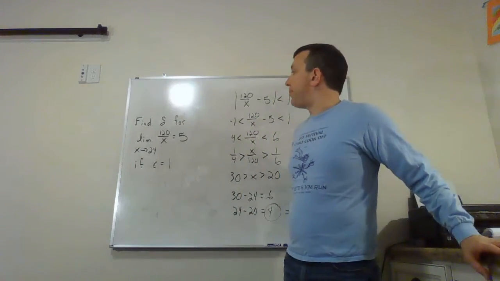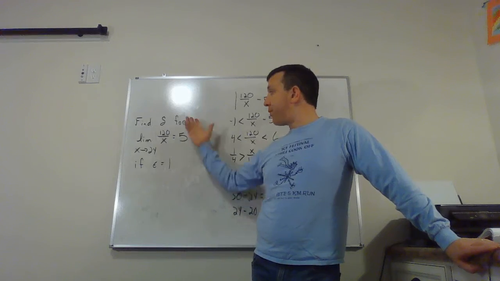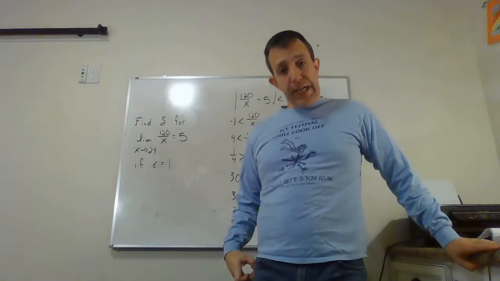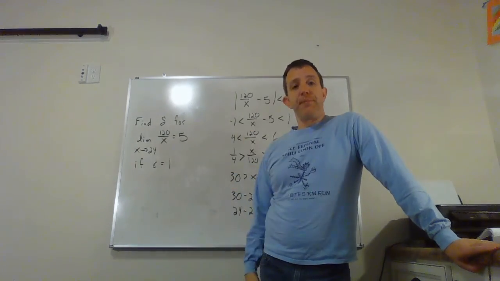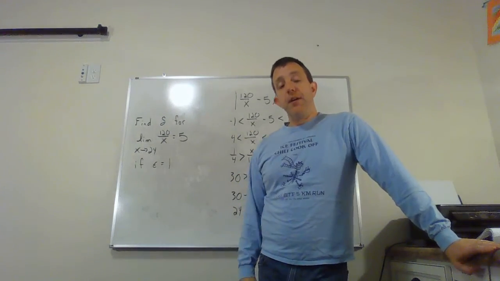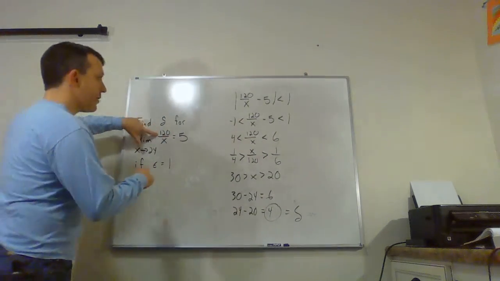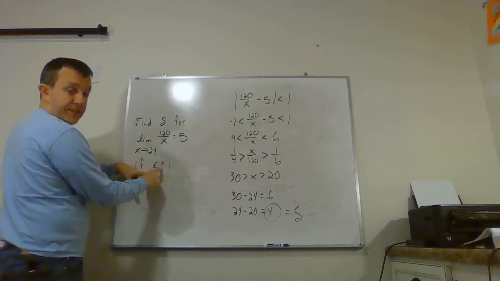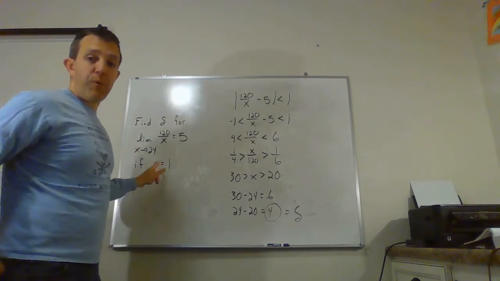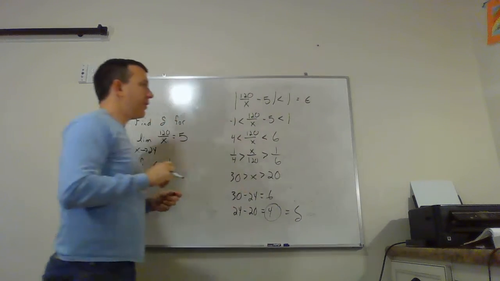Okay, for our next example, we want to find delta for the limit as x approaches 24 of 120 over x is equal to 5. And this time we have a number for epsilon, if epsilon is equal to 1. So we're going to start at the same place. We're going to start with the absolute value of my function minus my limit, and we're going to set it less than epsilon, which in this case is 1. So if you need to see it there, that's my epsilon, right? The 1.